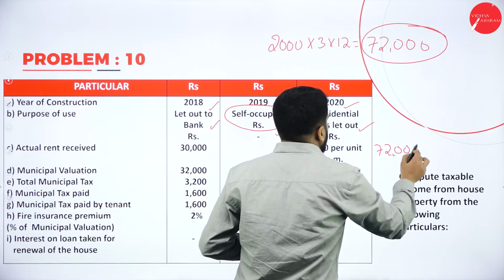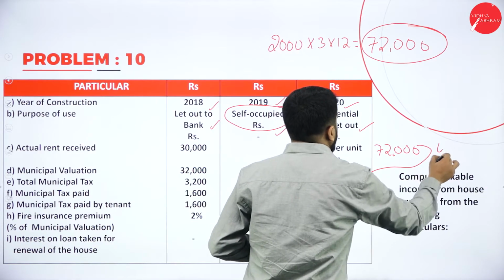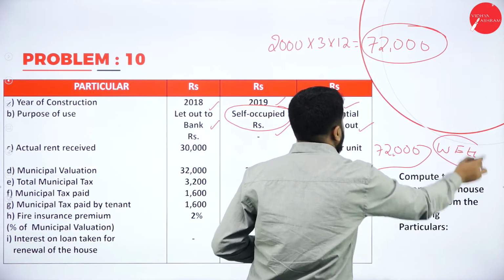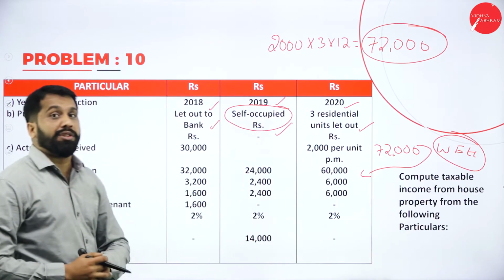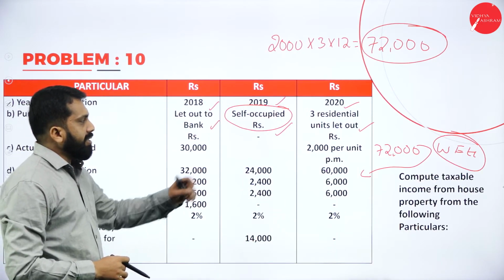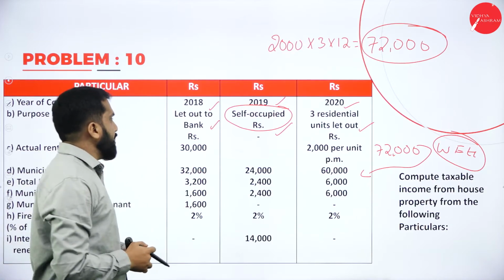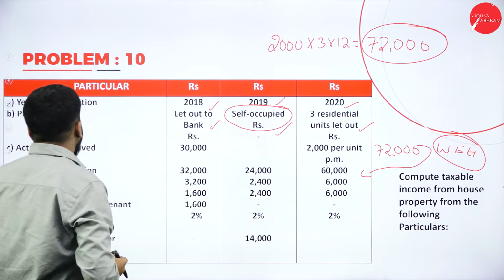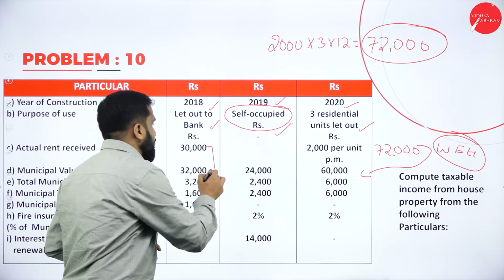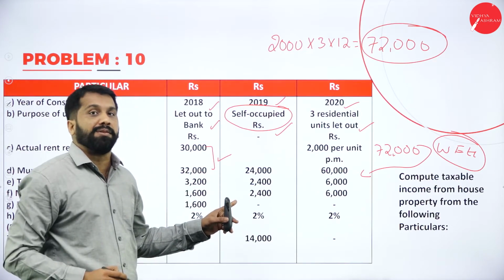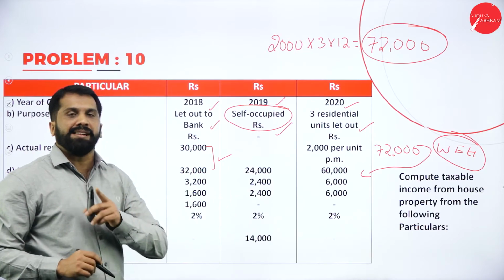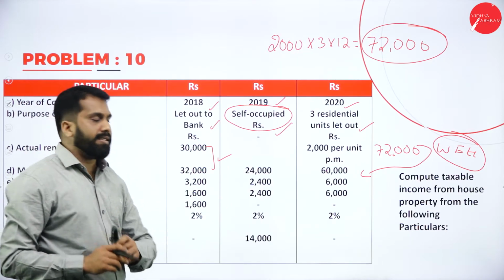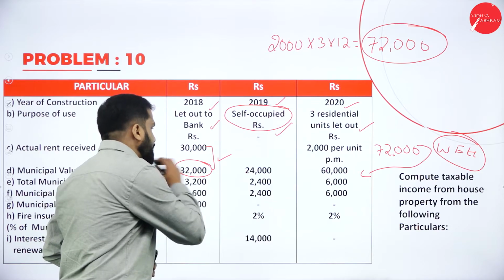72,000 or 60,000, whichever is higher. So whichever is higher we should consider. We will consider 72,000. Similarly, for your first house we have 30,000 as well as your municipal value 32,000. Which one will we consider, 30 or 32? We will go for 32,000. Clear? Yes, we should consider 32.